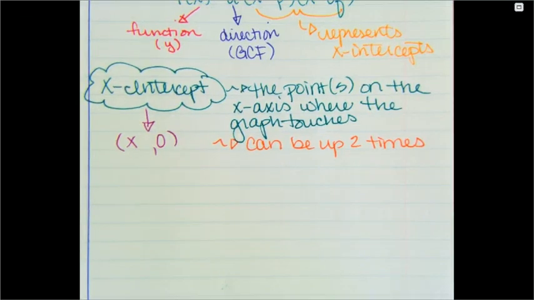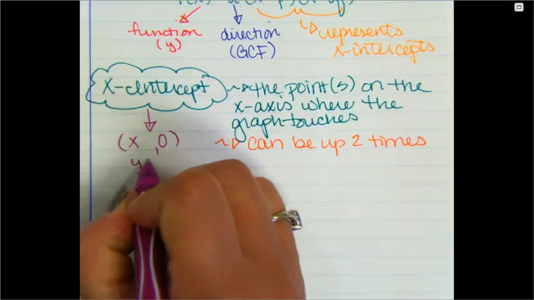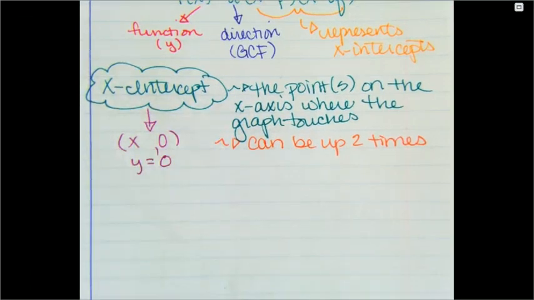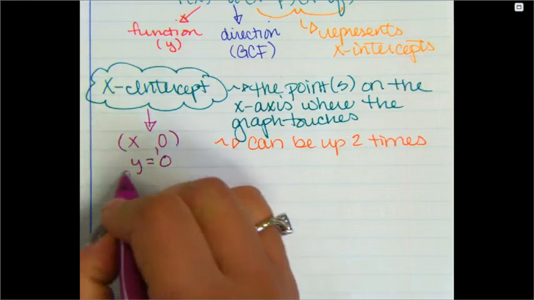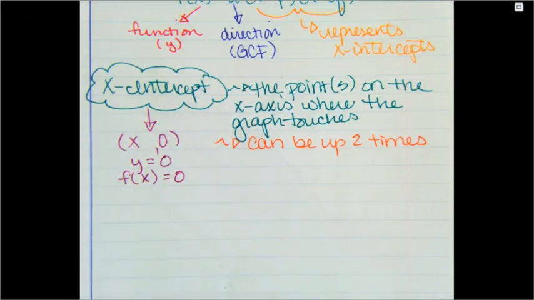So x comma 0. In other words, your y is 0. Is it always 0? Yep. In other words, f of x is 0. Why is f of x 0? Because f of x is your y. So since the y is 0, your f of x is 0.